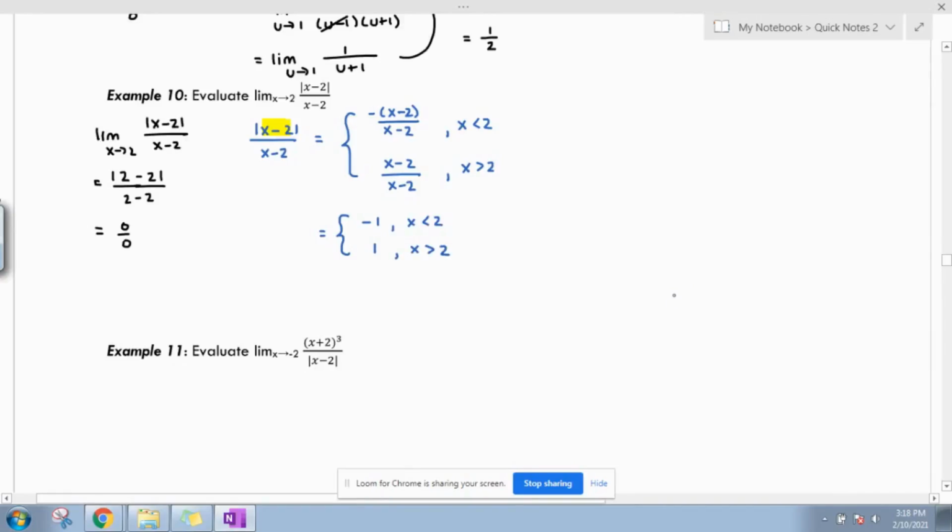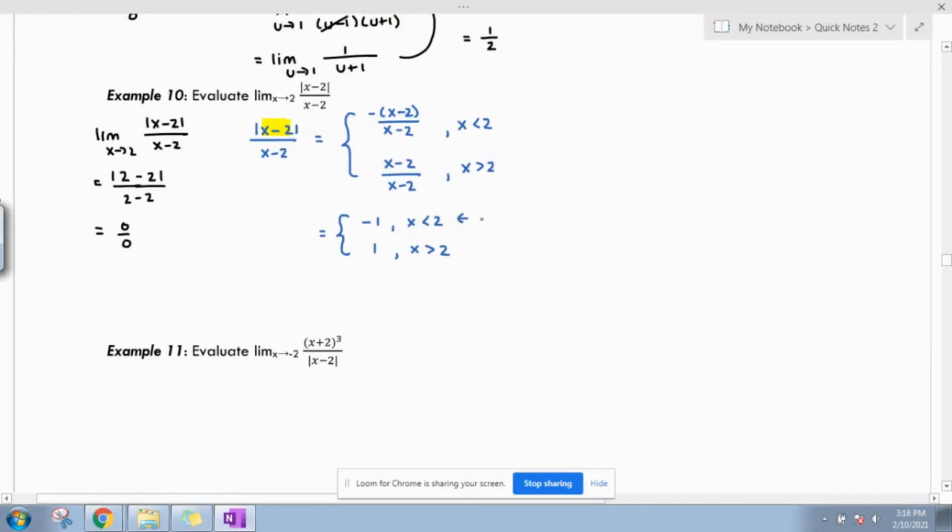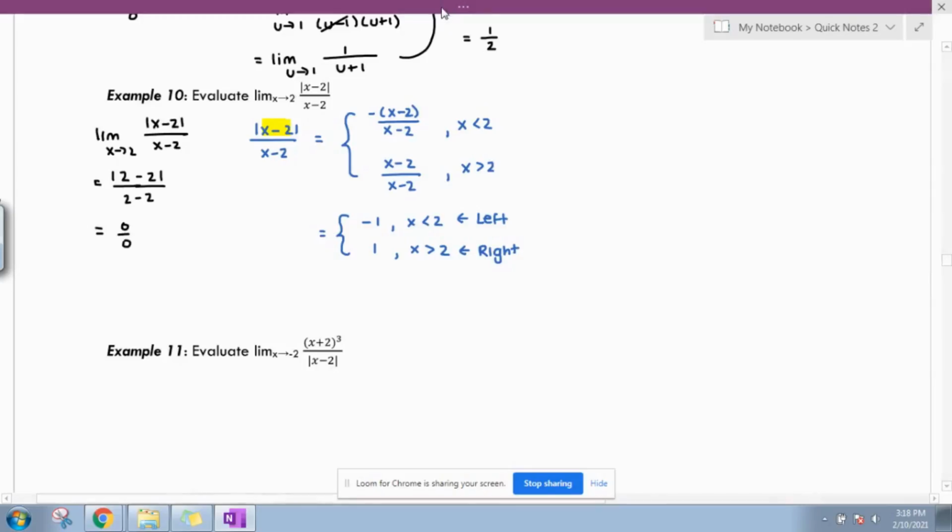So what I've created here is the piecewise function that represents the absolute value of x minus 2 divided by x minus 2. So we're going to use this now to help us solve our limit. Because this is a piecewise function, it's made up of 2 different pieces. We have to look at the left-hand side limit and we have to look at the right-hand side limit. This one here, that's your left-hand side limit, or what you will use for your left-hand side limit. And this one here will be what you're going to use for your right-hand side limit.